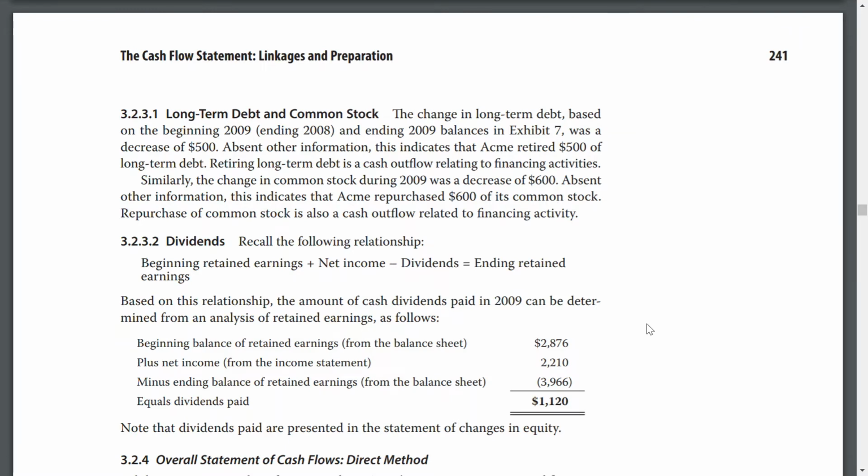For dividends, recall the following relationship: beginning retained earnings plus net income minus dividends equals ending retained earnings. Based on this relationship, the amount of cash dividends paid in 2009 can be determined from an analysis of retained earnings as follows, so you just literally calculate that.